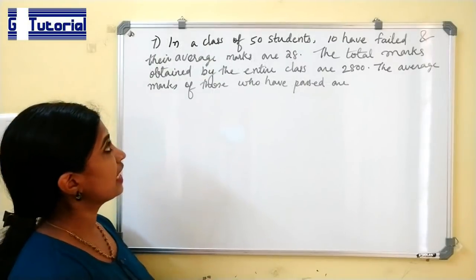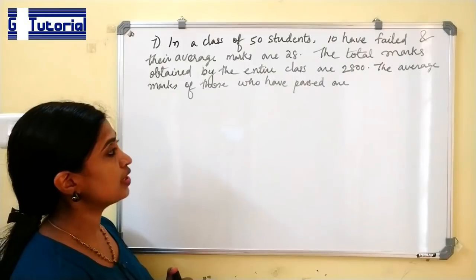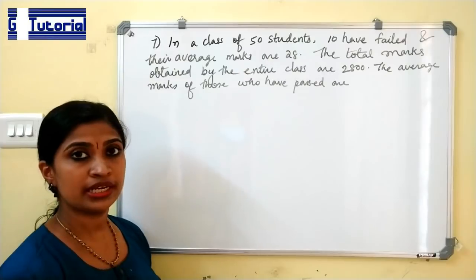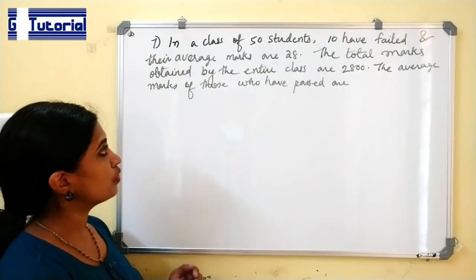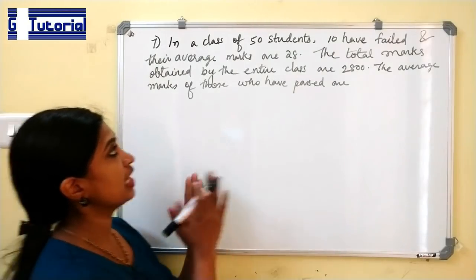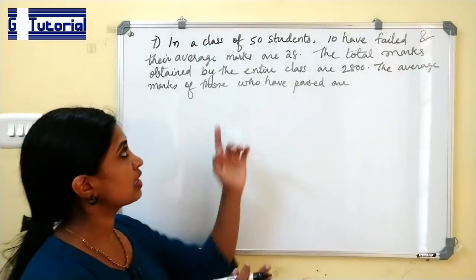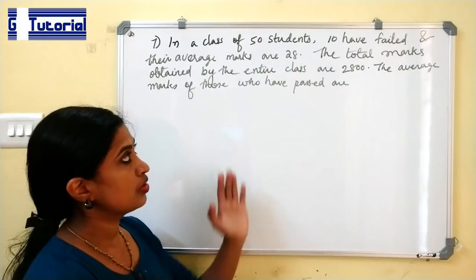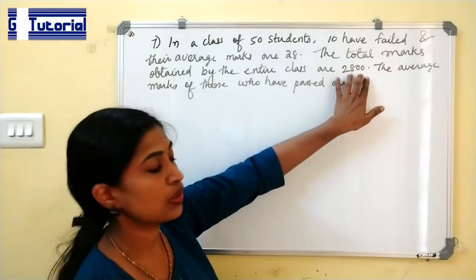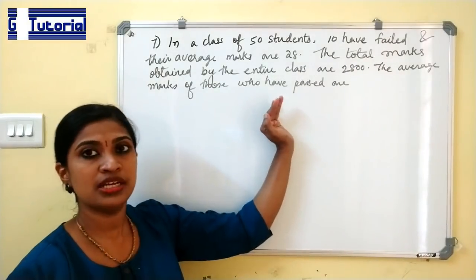This is the next question. In a class of 50 students, 10 have failed and their average marks are 28. The total marks obtained by the entire class are 2800. The average marks of those who have passed are. Here we are given that in a class there are 50 students. 10 have failed in the exam and their average mark is 28. The total marks of the entire class is 2800. We are asked to find the average of those who have passed the exam.